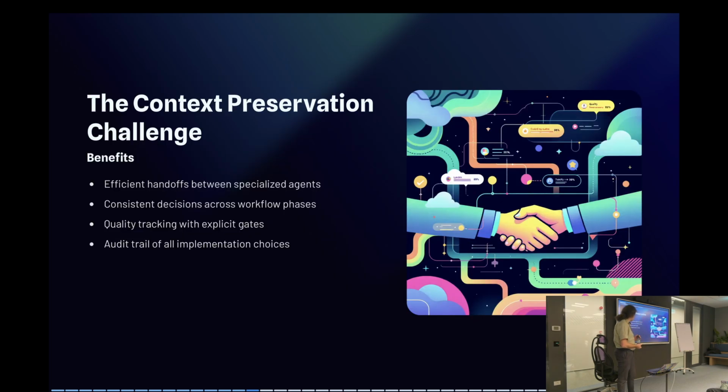The benefits are substantial. We get efficient handover between specialized agents. Each agent can pick up exactly where the previous one left off. We have consistent decisions across workflow phases. Quality tracking with explicit gates ensures nothing falls through the cracks. And we maintain a complete audit trail of the implementation choices for future reference.